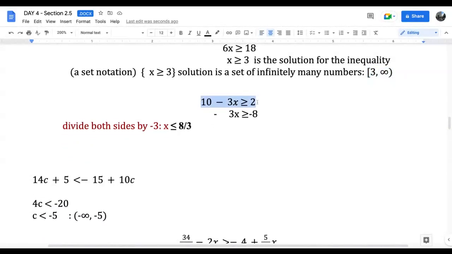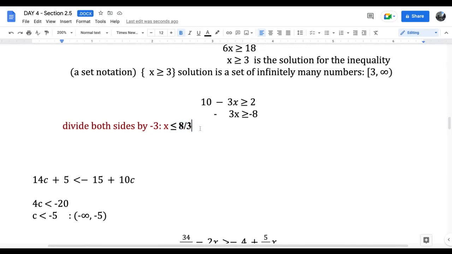Well, let's see this example. 10 minus 3x greater than or equal to 2. Well, we want to minus 10 on both sides. Right? 2 minus 10, that's negative 8. So negative 3x greater than or equal to negative 8. So we want to divide both sides by negative 3. Right? By negative 3. Then we have to switch the sign from greater than or equal to, to less than or equal to. The negative 8 divided by negative 3, that's just 8 divided by 3.